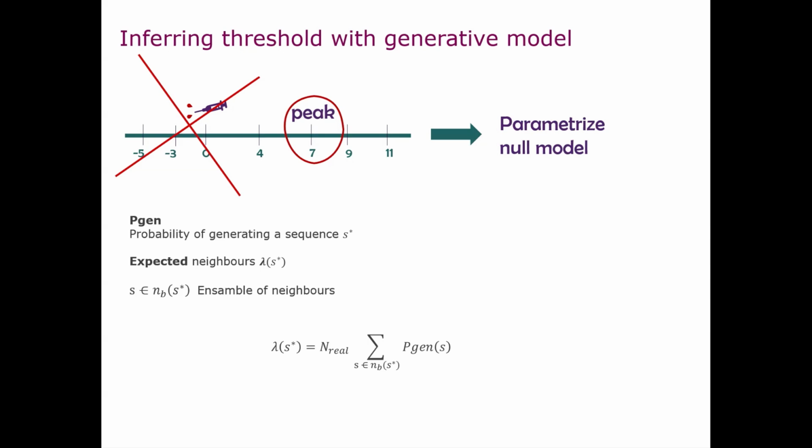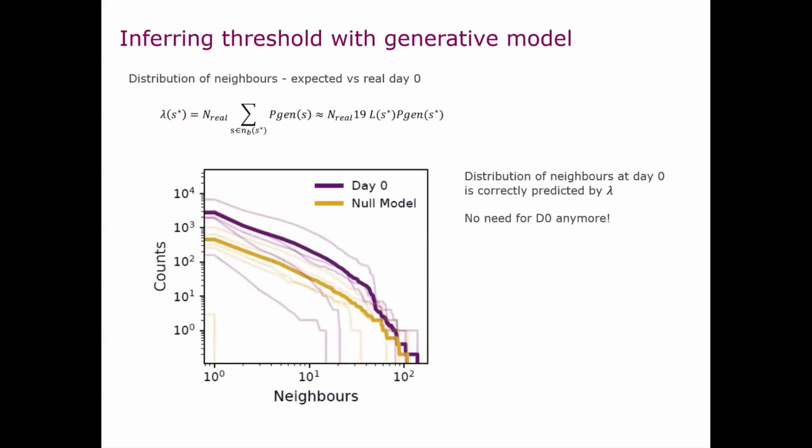And now we can look at the null model, the same distribution that we saw before, so the distribution of number of neighbors, but computed this time for the null model versus day 0. And we can see that they agree pretty well. And so in this case, we don't need to use day 0 anymore, in the sense that we don't need longitudinal data provided from the same lab anymore.